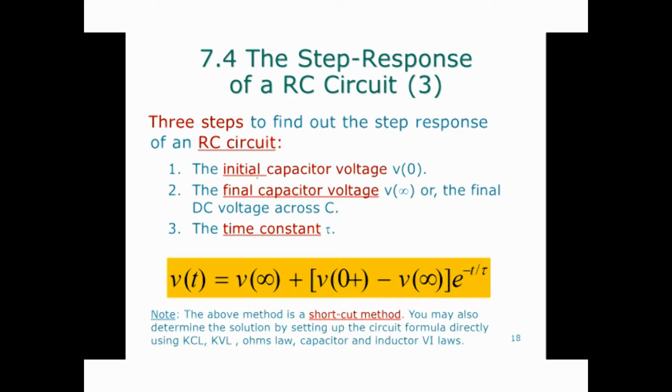That just adds another step in the solution. If you have a step response, you have to find the initial capacitor voltage, which we were already doing for the natural response. Then the only thing you have to add now is the final capacitor voltage, v of infinity. What's it going to be after everything settles down again? That's just one extra step, and then the time constant tau. The overall solution is v of infinity, whatever that final value is, plus the initial value minus the final value times e to the minus t over tau. And if you don't like this method, you're always free to set up the circuit equation and use differential equations to come up with the answer. So I don't want to hear any complaints.